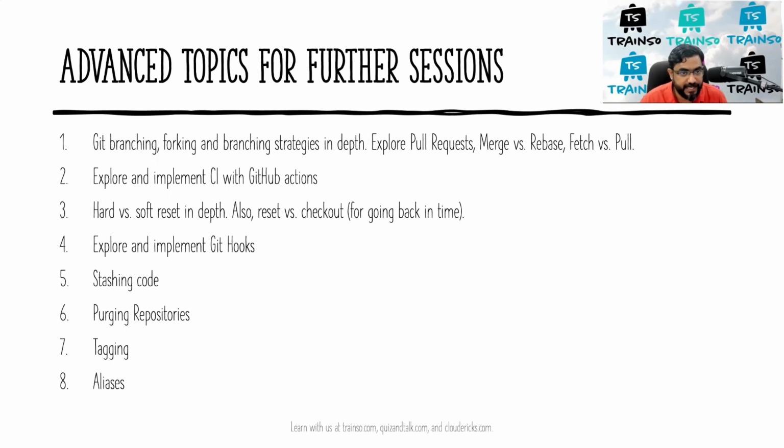Explore and implement a CI with GitHub Actions, a very interesting topic. Hard versus soft reset in depth. Also reset versus checkout for going back in time. Explore and implement Git hooks. Stashing code. If you want to keep your code aside, how do you do it? Purging repositories, tagging, especially for release management, aliases.